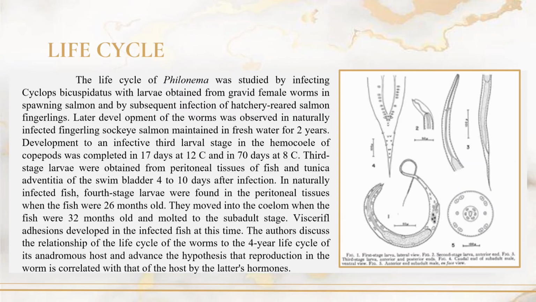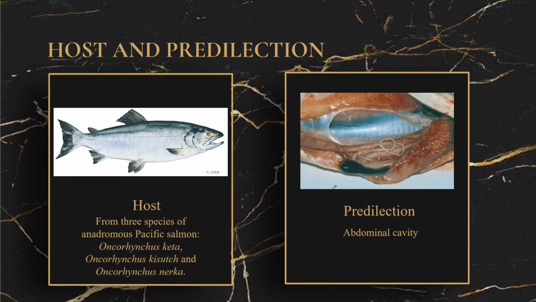Third stage larvae were obtained from peritoneal tissues of fish and tunica adventitia of the swim bladder 4 to 10 days after infection. In naturally infected fish, fourth stage larvae were found in the peritoneal tissues when the fish were 26 months old. The next is about host and predilection of Philonema.